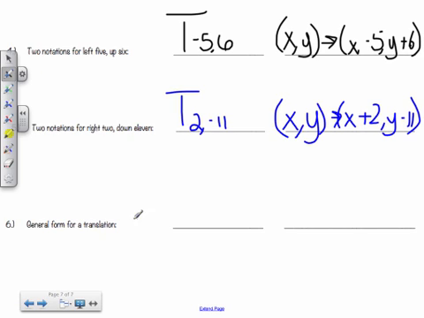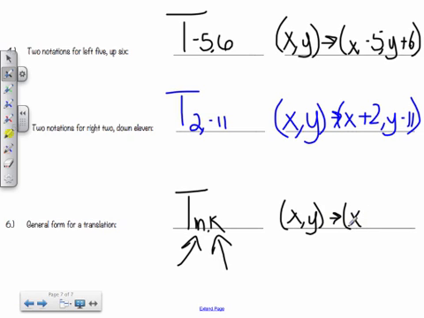Lastly, I just want to talk about the general form for a translation. So the general form for a translation would be capital T and then H, comma K, which means that you're changing horizontally H units and vertically K units. Or you could say x, y turns into x plus H, y plus K. That's the general form. So in this example right here, the H was 2 and the K was negative 11. And that should make sense to you because the 2 was the horizontal change, so that's what H is. And the negative 11 was the vertical change, and that's what K is.